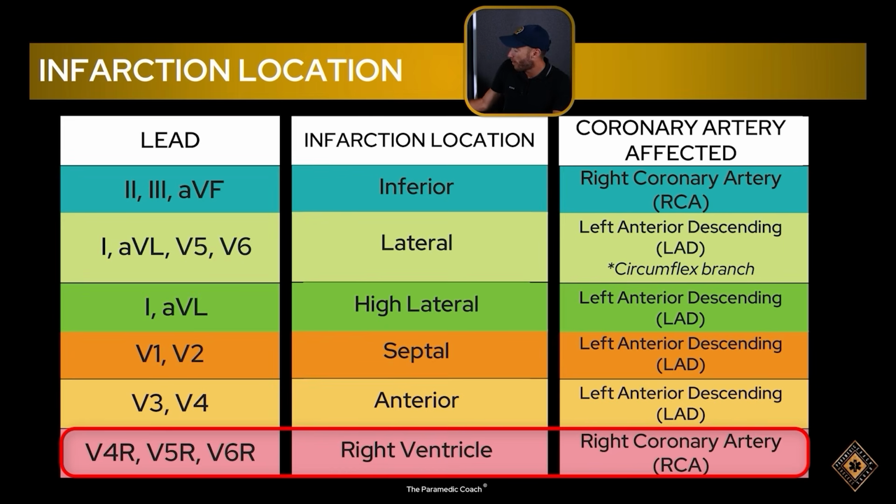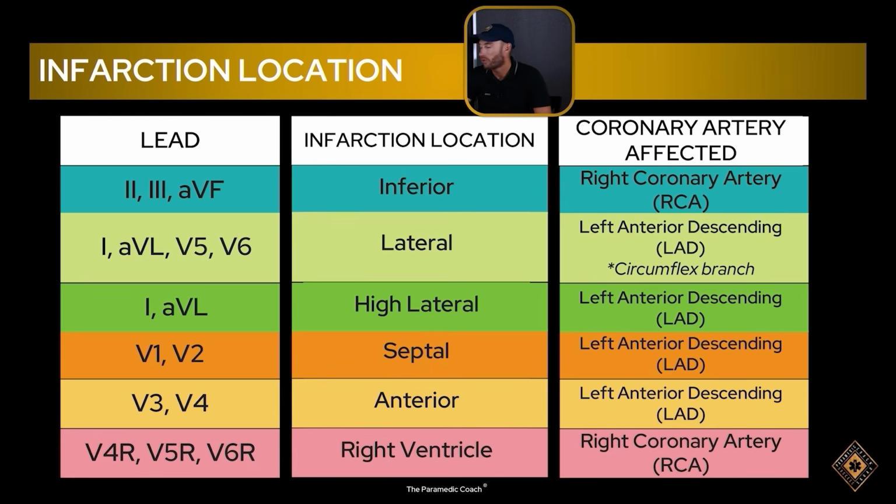V4R, V5R, V6R. When we move the leads over, look at the right ventricle, we can have a right ventricular infarct. And that also affects the right coronary artery. So if I got an inferior, I may have a right ventricular infarct. I might. Okay? Check for that.